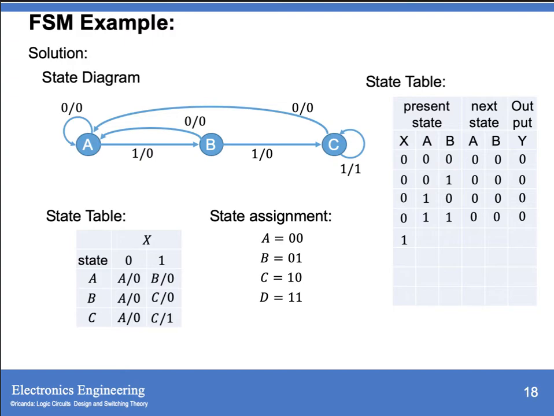Now, for x equals 1, if it is 0, it goes to B with output 0. If it is B, it goes to C with output 0. If it is C, it goes to C with output 1. And if it is D, it goes to A with output 0.